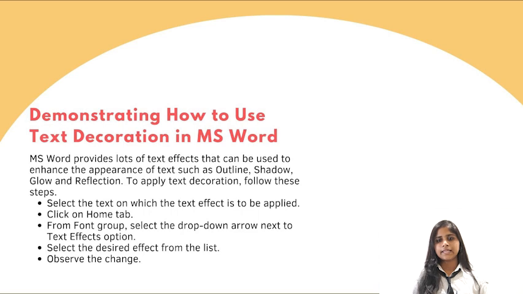For applying the text decoration, we have to follow some steps. First, we have to select the text on which the text effect is to be applied. Secondly, we have to click on the Home tab. Third, from the Font group, select the drop-down arrow next to the Text Effect option. Then we have to select the desired effect from the list, and lastly, we have to observe the change.